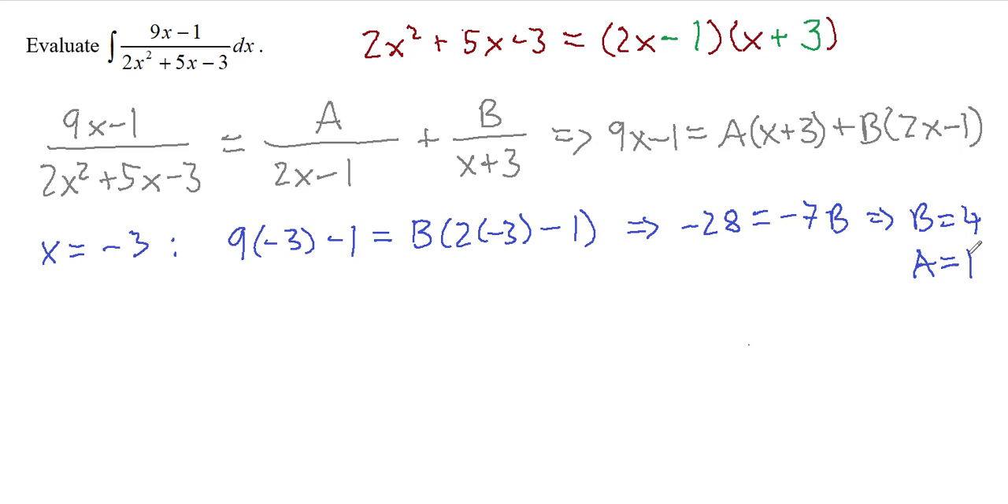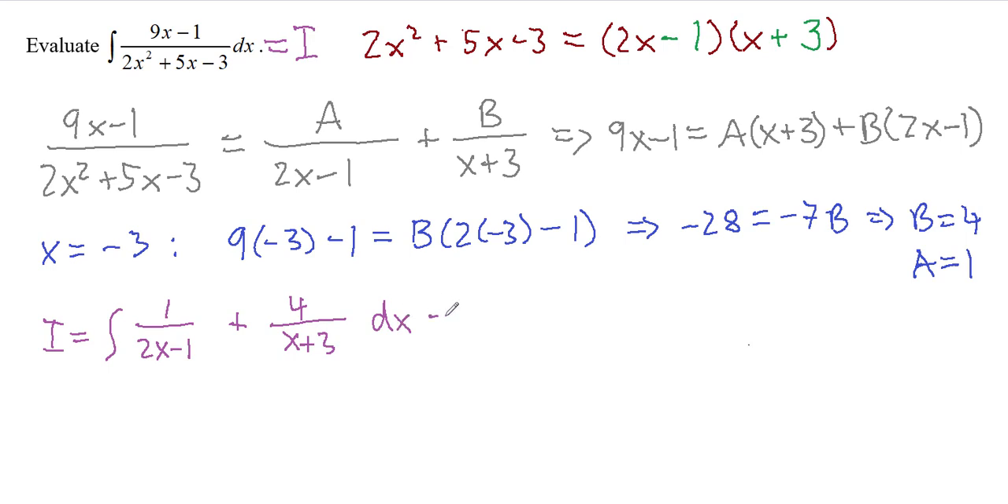We are finally in a position to integrate our integral. Let's call it I. Then I is equal to the integral of the very first partial fraction, namely 1 over 2x minus 1, plus the second partial fraction, namely 4 over x plus 3, dx.